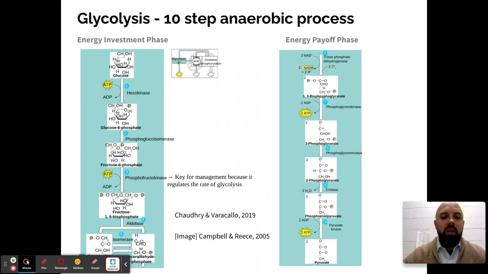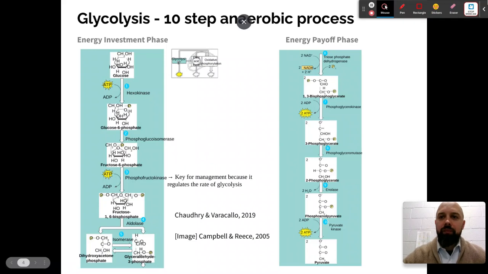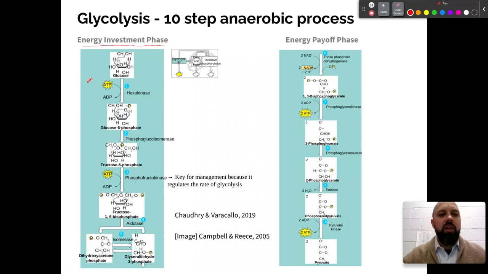There are really 2 key phases of glycolysis. The first one is on the left here, our energy investment phase. It's known as the energy investment phase because of 2 key parts. One is right here, where we use an ATP, and the other is again here, where we use another ATP. So it's the energy investment phase because ATP is being used, and it's 2 ATP that are being used.